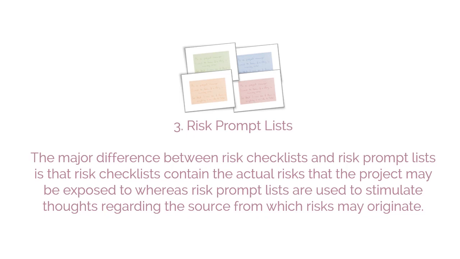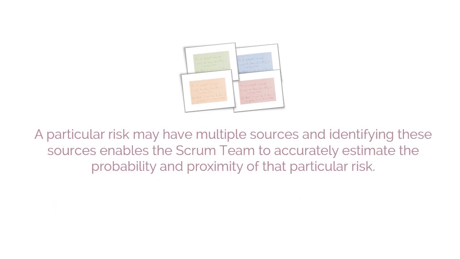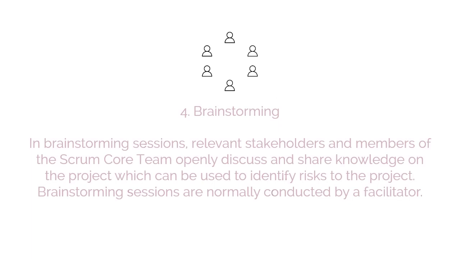3. Risk prompts lists. The major difference between risk checklists and risk prompt lists is that risk checklists contain the actual risks that the project may be exposed to, whereas risk prompts lists are used to stimulate thoughts regarding the source from which risks may originate. Risk may have multiple sources, and identifying these sources enables the Scrum team to accurately estimate the probability and proximity of that particular risk.